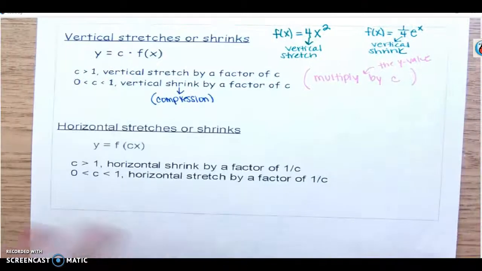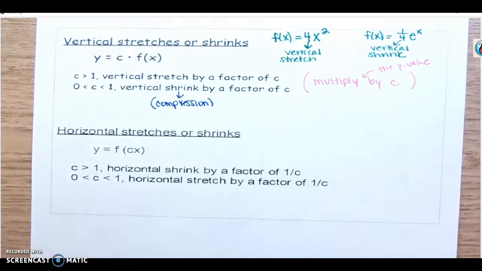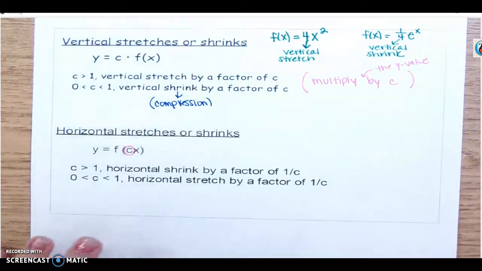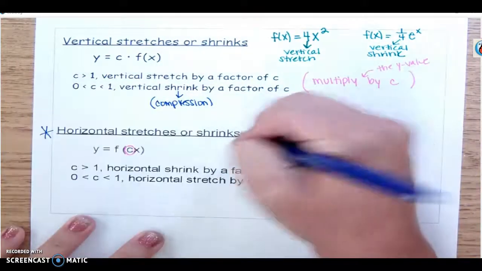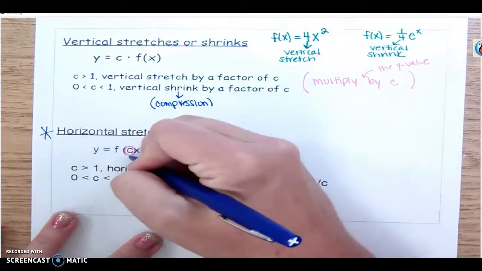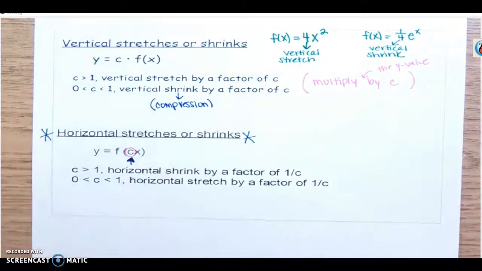Okay, so then if that c value or that constant is inside of the parentheses instead of on the outside, then that's when we're working with horizontal shrinks or stretches. Now these are a little confusing. I'm going to put a star beside it because these can get a little tricky sometimes. But this c value is really going to be thinking about the opposite.